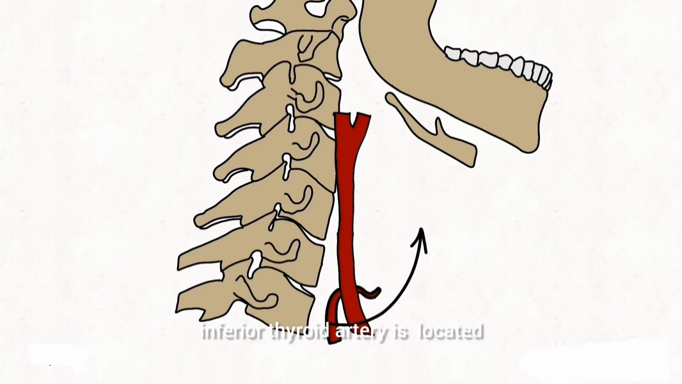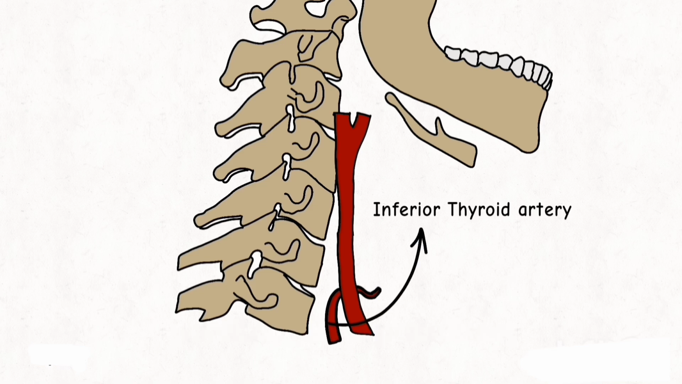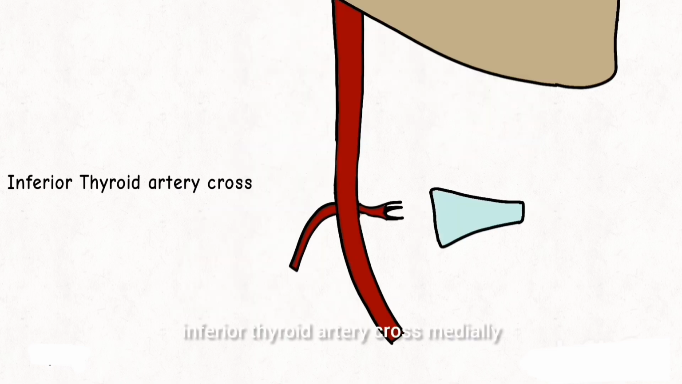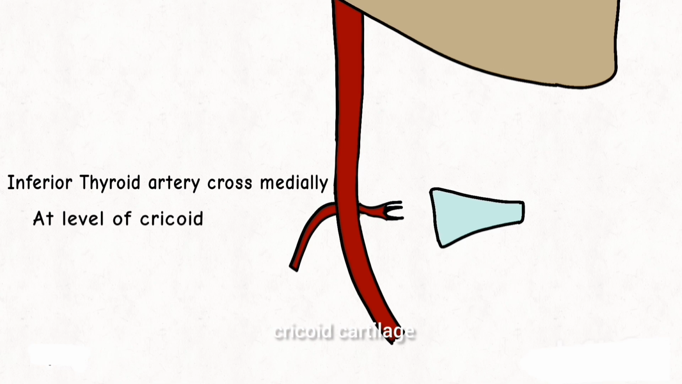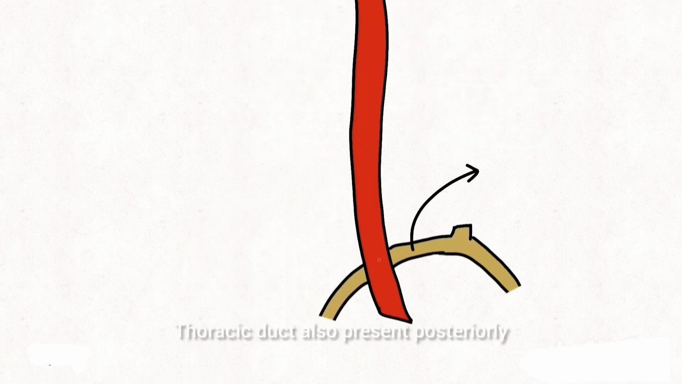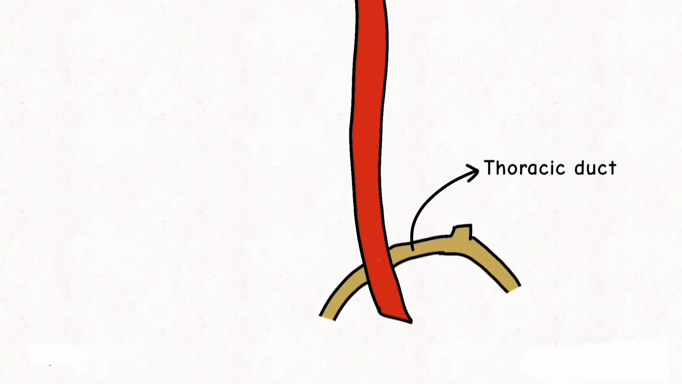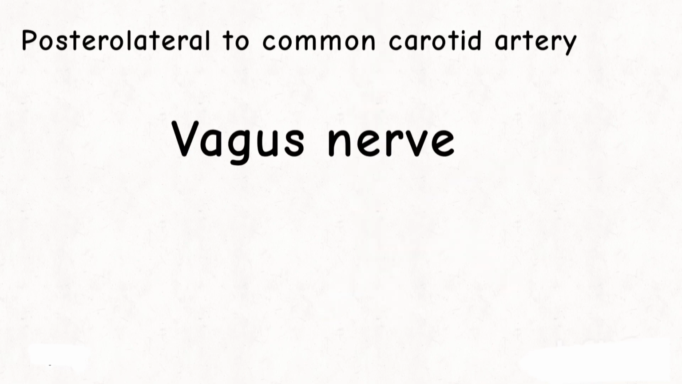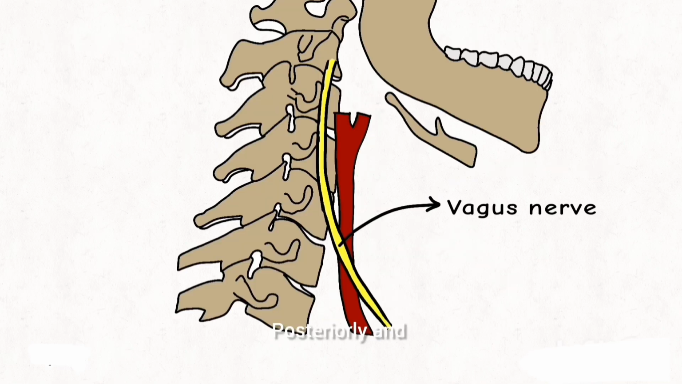Inferior thyroid artery is located posterior to the common carotid artery. Inferior thyroid artery crosses medially at the level of the cricoid cartilage. About the vertebral artery, we already discussed before. Thoracic duct is also present posteriorly. Posteriorly and laterally, the vagus nerve is present, which is part of the carotid sheath.